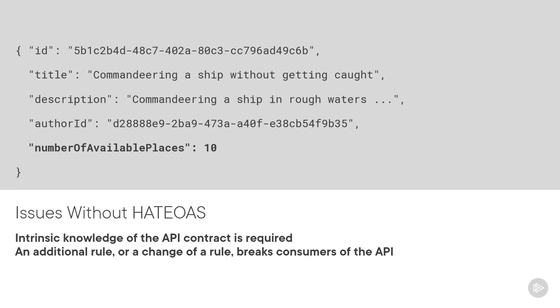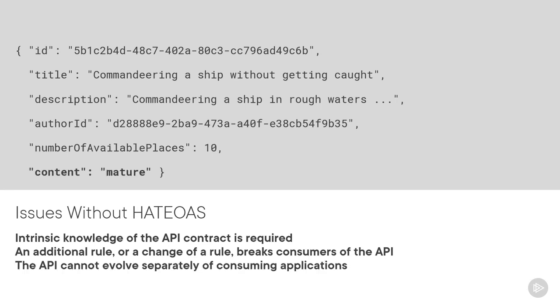But say this changes. Say that an additional rule is implemented. There have to be places available, but if the user wants to make a reservation for a course that's marked with content mature, like courses dealing with alcohol, they must be older than 16.